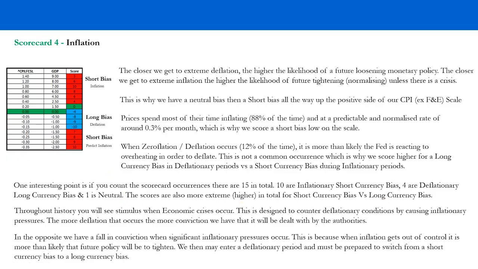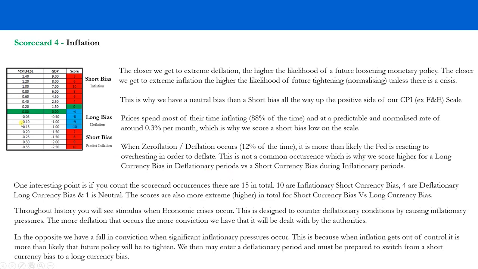Throughout history, what you will see in the United States is stimulus when economic crises occur. And this is obviously designed to counter deflationary conditions by the Fed by causing inflationary pressures. The more deflation that occurs on our sliding scale, we end up having more conviction that it will be dealt with by the authorities. So as with everything on our sliding scale, we have to be prepared to jump and change our mind when things get really nasty, get really out of control.